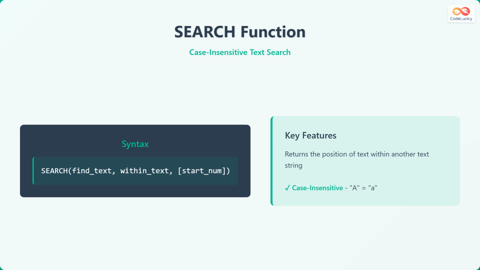SEARCH(find_text, within_text, [start_num]). Find_text is the text you want to find. Within_text is the text string you are searching within. Start_num, which is optional, specifies the character position to start searching from. Importantly, the SEARCH function is case-insensitive, meaning A is considered the same as a.